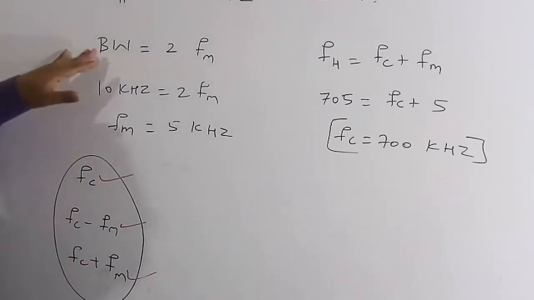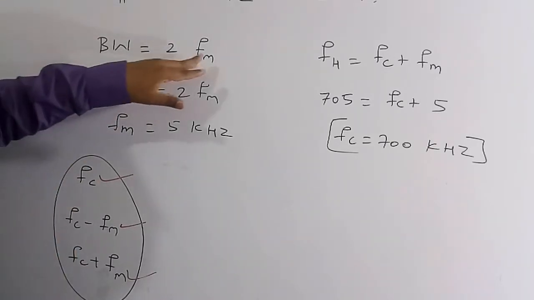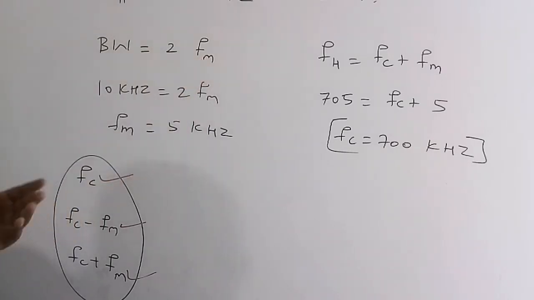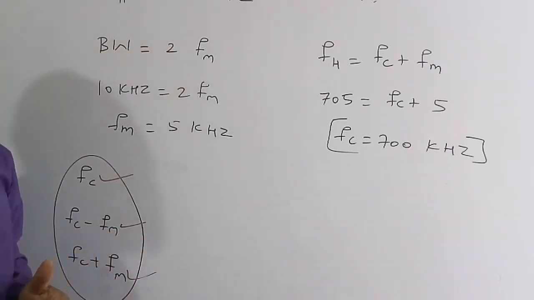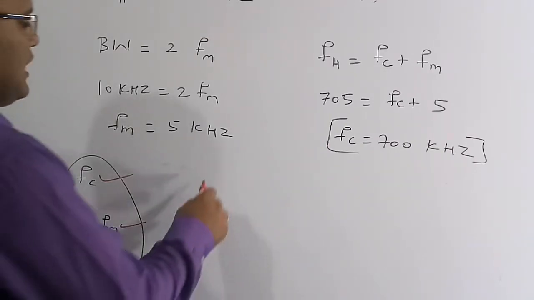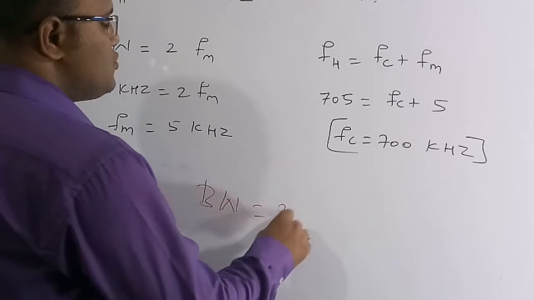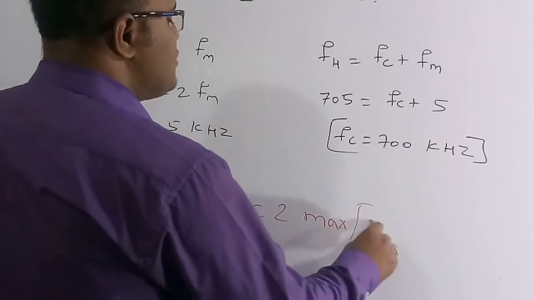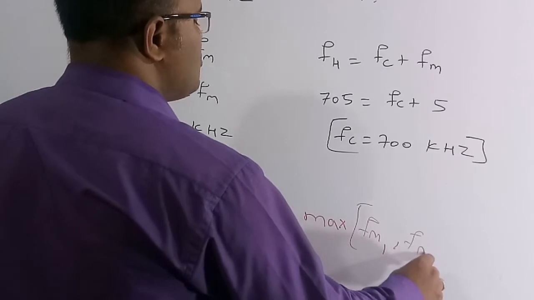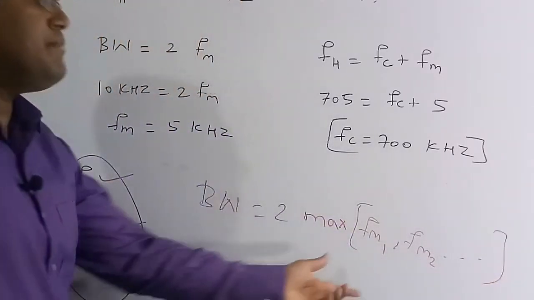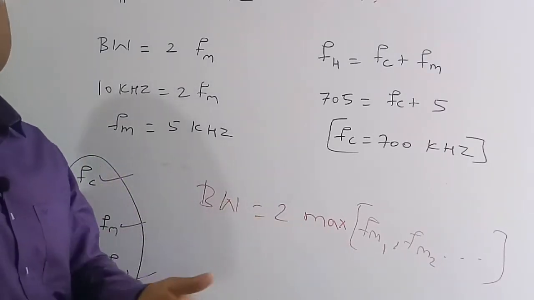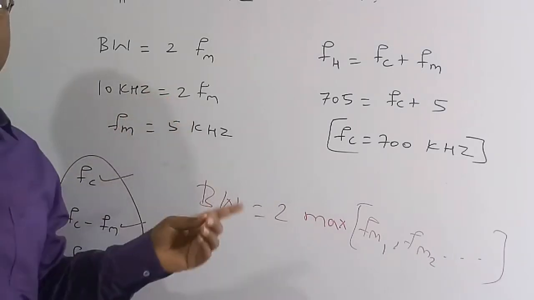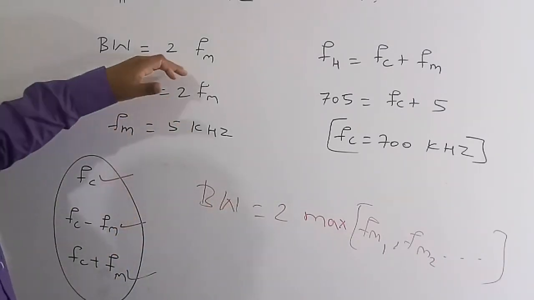The bandwidth is always equal to twice the message signal frequency. So here we are going to use only one message signal. That is the reason we are going to use 2 into fm. Suppose if you are going to use more than one message signal, then the bandwidth formula is 2 into the maximum value of the individual frequencies fm1, fm2 and so on. So out of these message signals, we take the maximum frequency message signal and then do the multiplication. But in the question we are using only one message signal, so that is the reason it is 2 into fm.